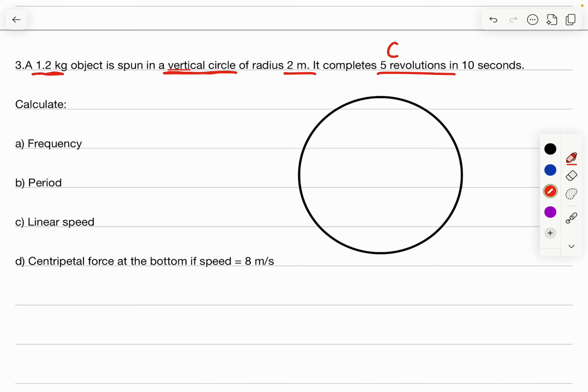Revolution is the same as cycles. Understand? In 10 seconds. This thing is your time, not your period, it is your time. Understand?